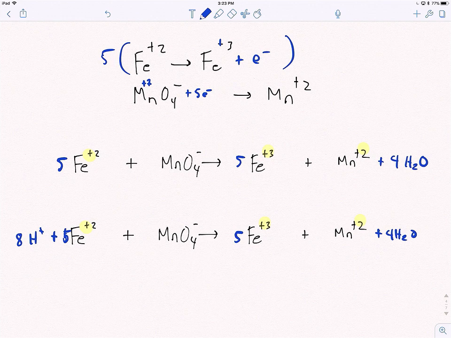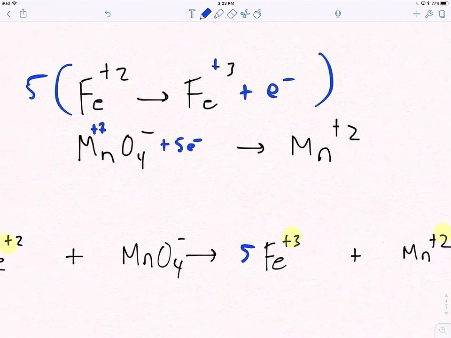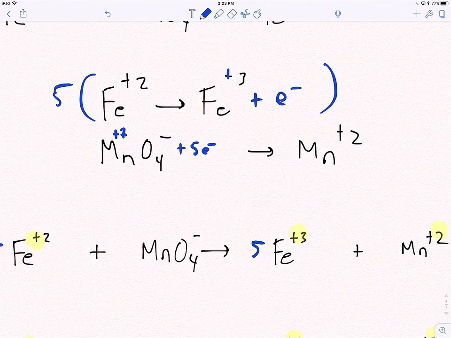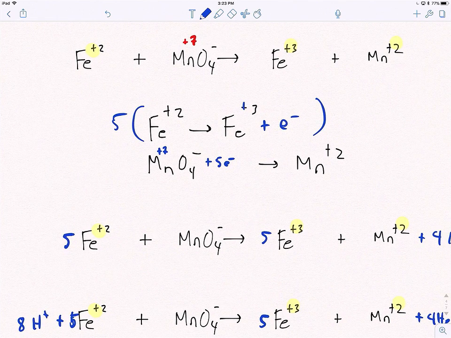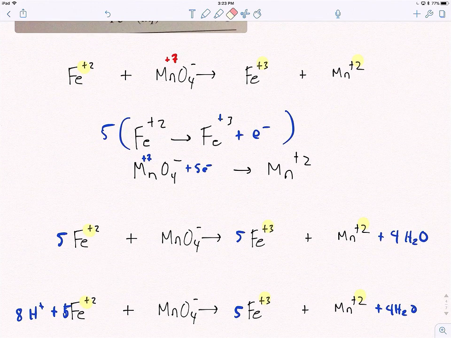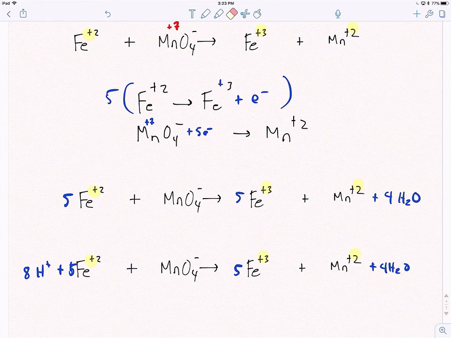Another way you can do it, if you want to, is balance out the waters and the hydrogens up in the half reaction. I like to do it the whole equation way, but you can also do it that way if you want. I like to do the hydrogens and the waters after the half reactions, because otherwise I might have to subtract a bunch more species. It's just my personal preference, but either way is valid.